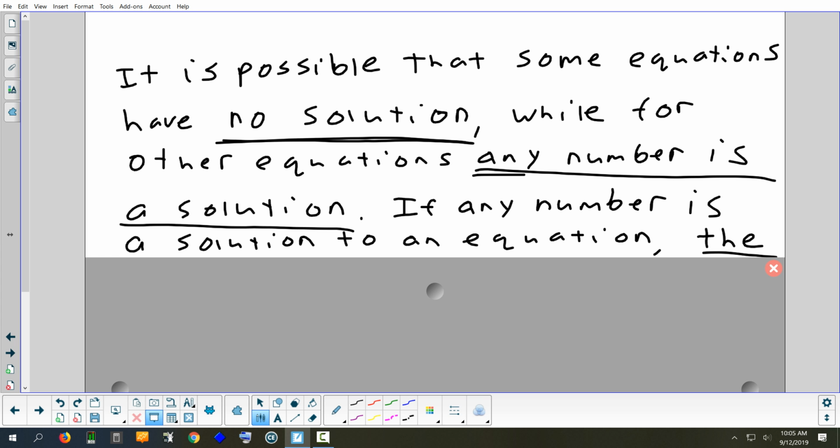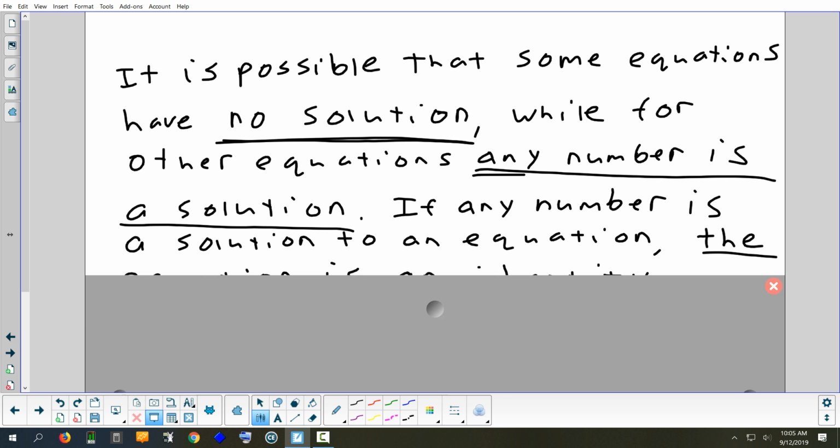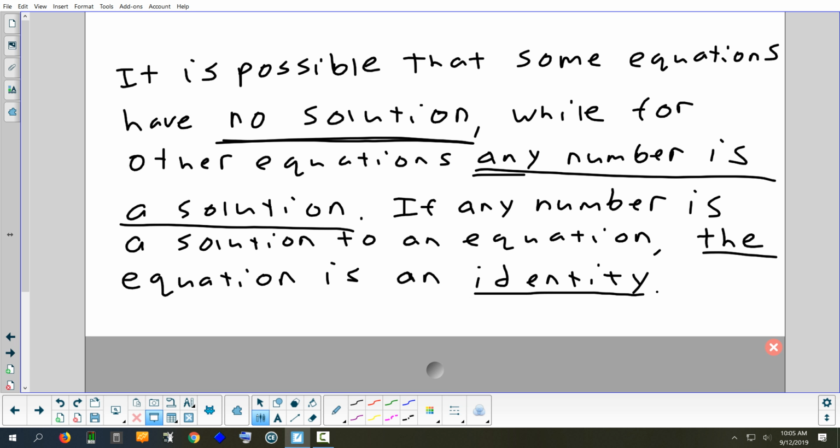How about if I asked you, like, who you are? Who you are is your what? Identity. Right? So, if any number is a solution to an equation, you already got that part written, the equation is called an identity.